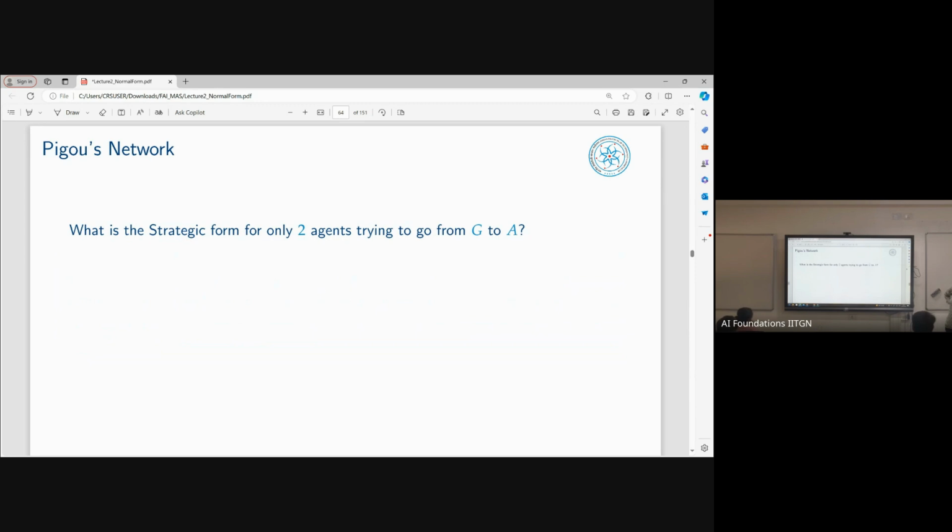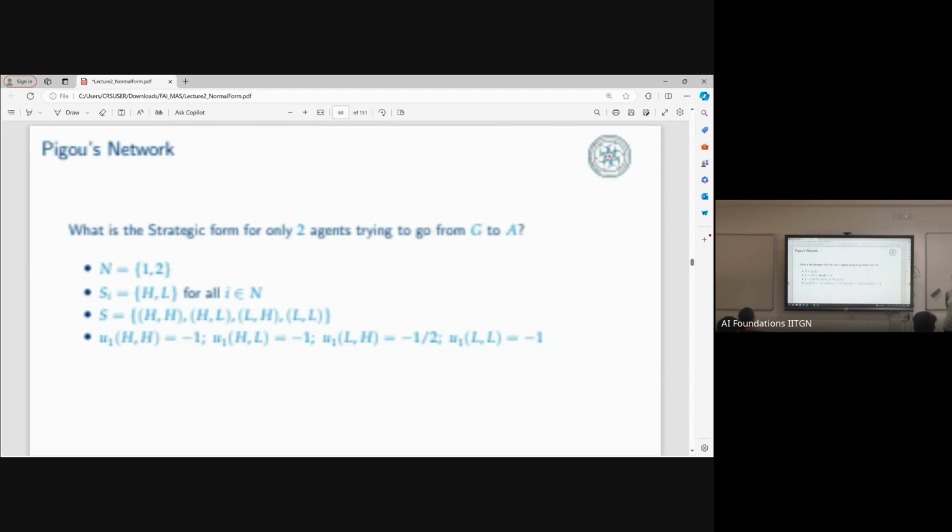So what is the strategic form if there were only two agents trying to go from Ahmedabad to Gandhinagar or Gandhinagar to Ahmedabad? You have two agents again, and the number of strategies again is two. Either you take the highway or the local road. And you have four possible strategy profiles, and you have utilities. So now how do you define the utilities for two agents?